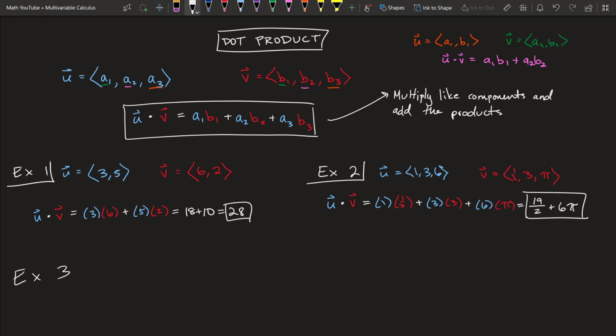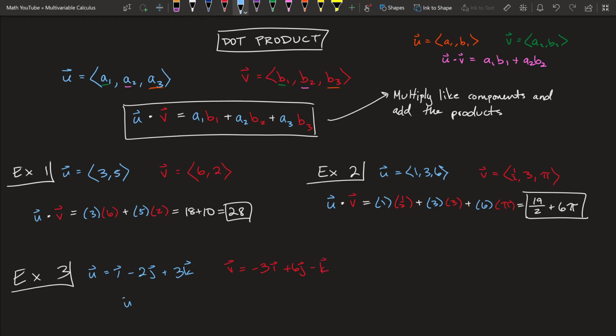And I guess to have one final example, just so that we can get practice with notation, let's say that U is equal to I hat minus 2 times J hat plus 3 times K hat, and V is equal to negative 3 I hat plus 6 J hat minus K hat.